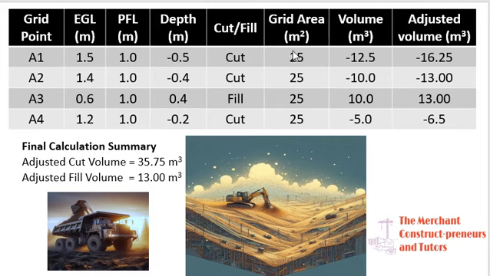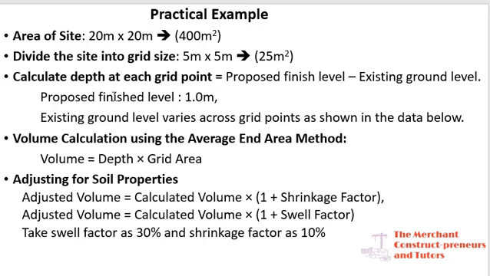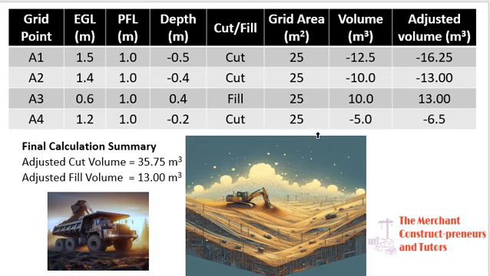So the grid area from the question here is 5 meters by 5 meters, right? So 5 by 5 is 25 square meters. So that's why we have it here. Now the volume is what? The grid area multiplied by the depth. Grid area multiplied by what? The depth. Yes. So we multiply this by this. 25 by 0.5, we have 12.5. 25 by 0.4, we have 10. 25 by 0.4, we have 10, and then the last one, 25 by 0.2, we have 5.